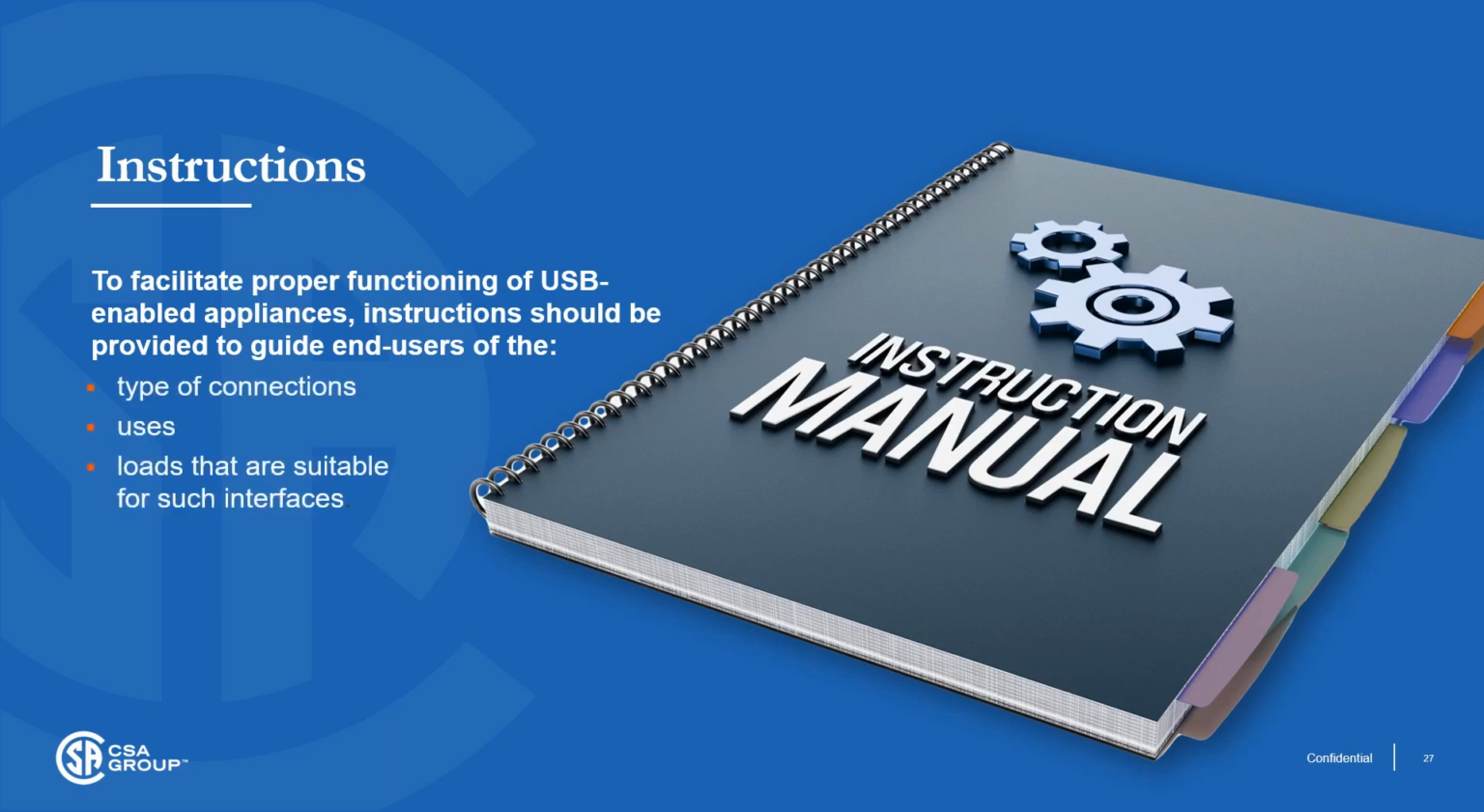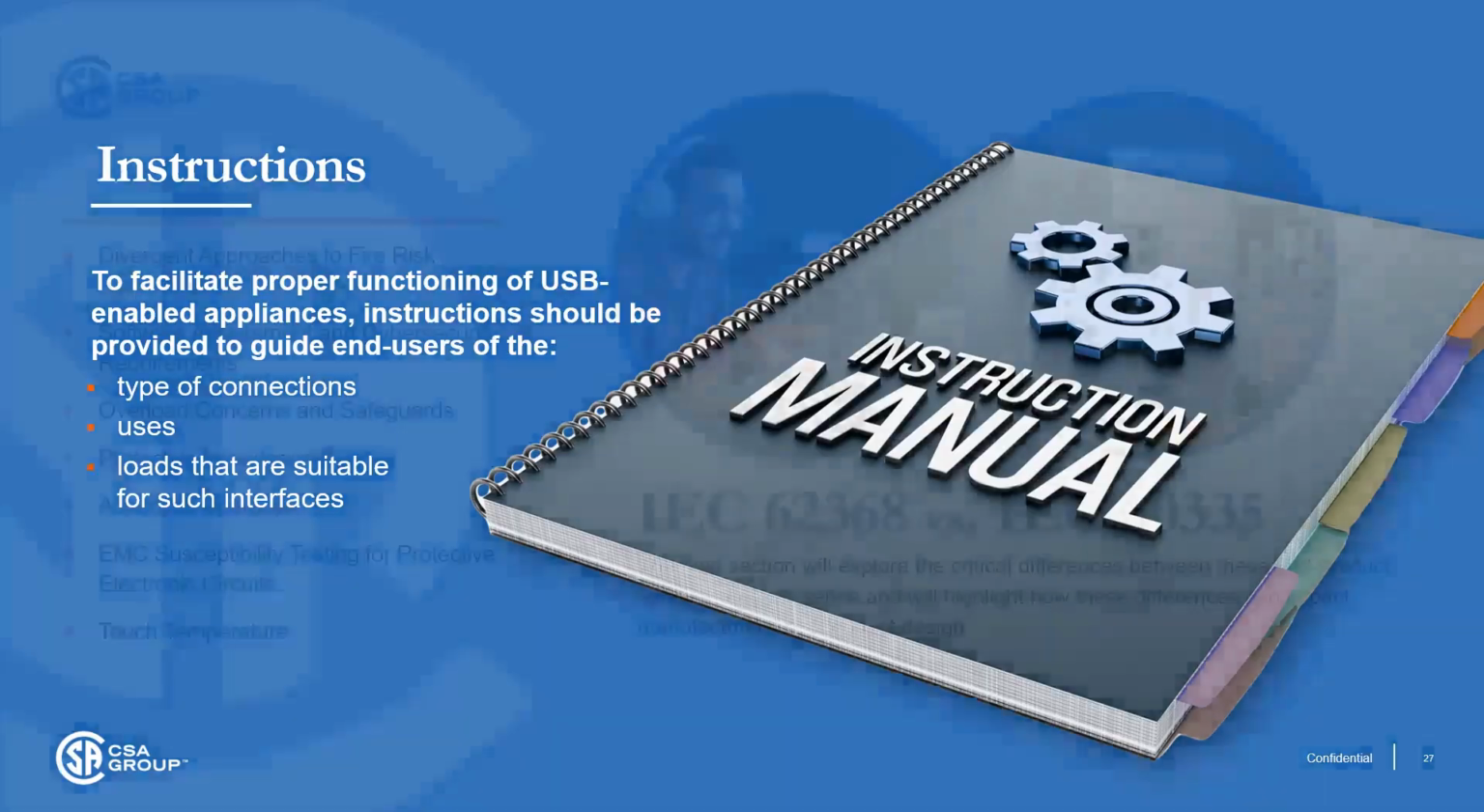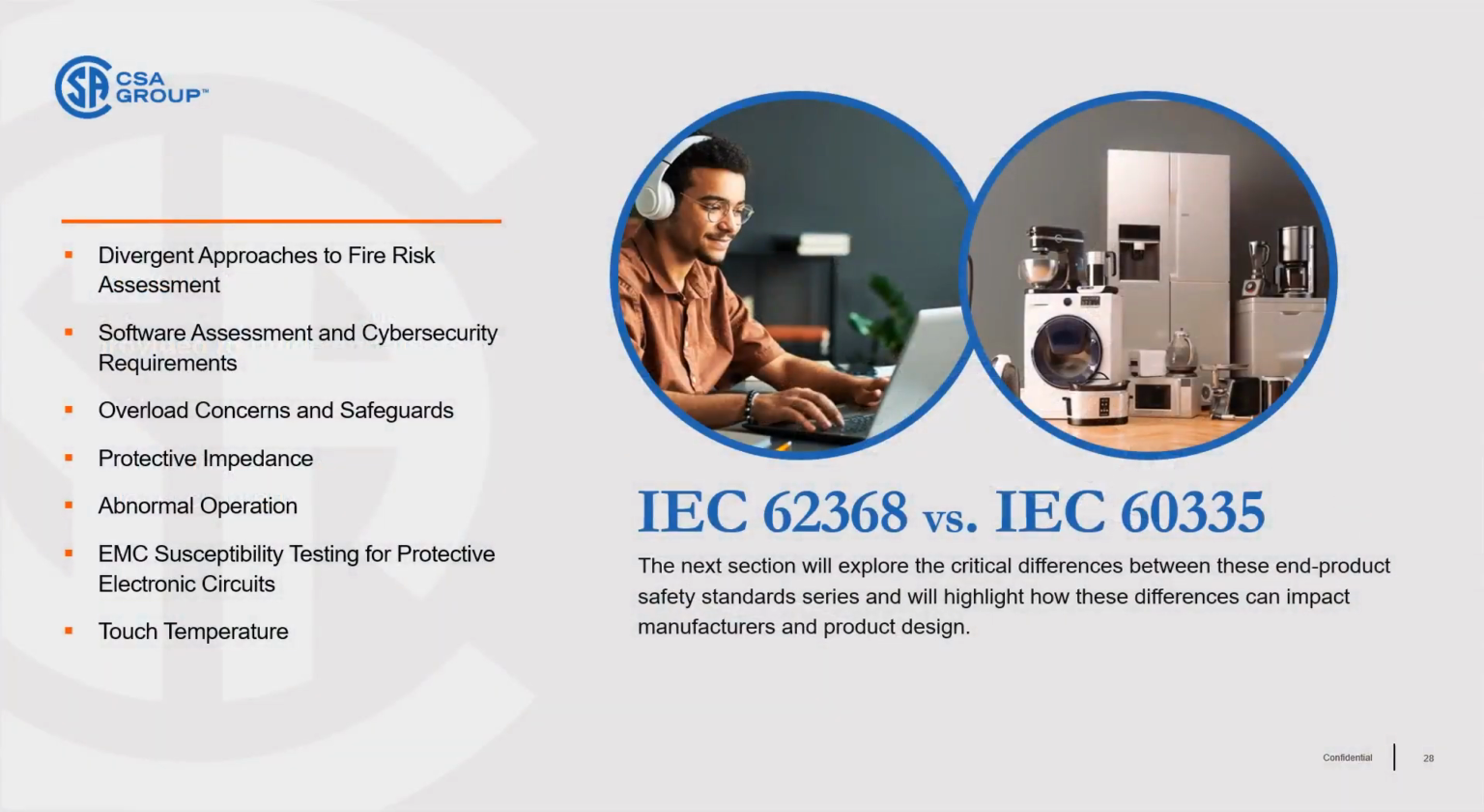In this next section, we will explicitly explore the critical differences between the IEC 62368 and the IEC 60335 series of standards and related clauses, focusing on fire assessment, software and cybersecurity requirements, overload considerations, protective impedance, abnormal operation, electromagnetic compatibility, and touch temperature.